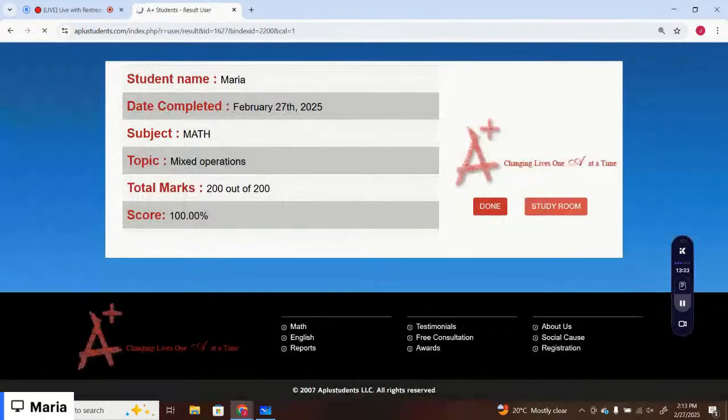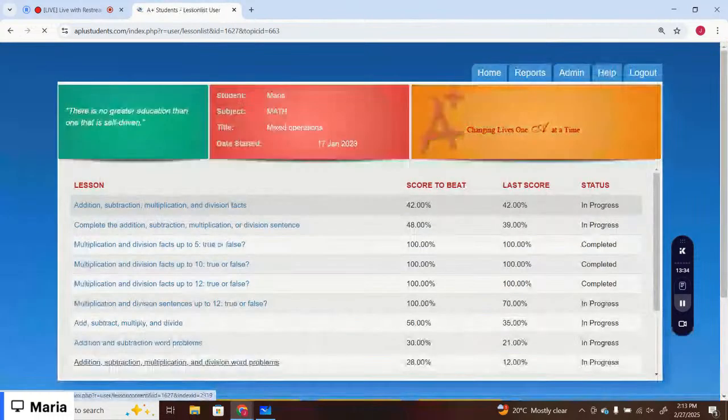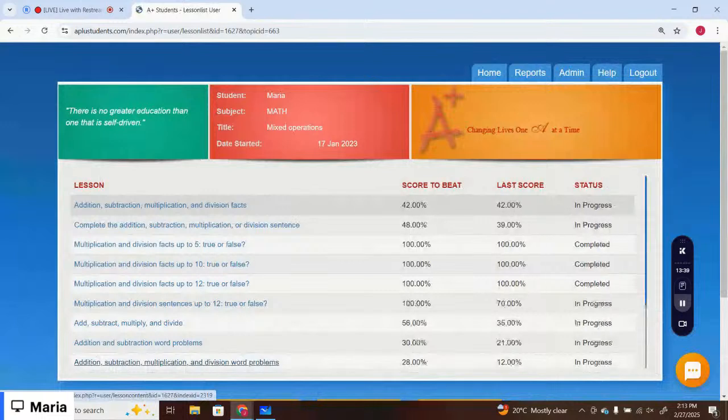Okay, we are done with the lesson. Let's just move on to next lesson. The next lesson is multiplication and division sentences up to 12. True or false?